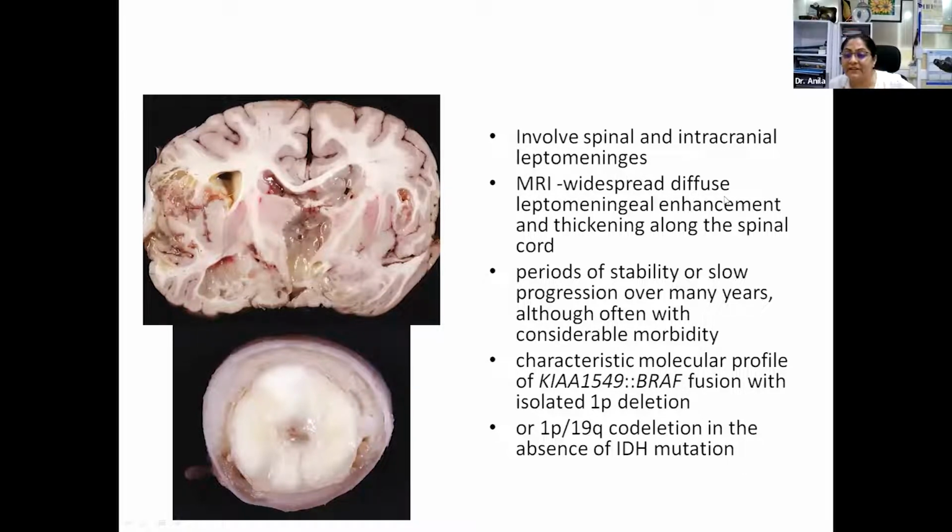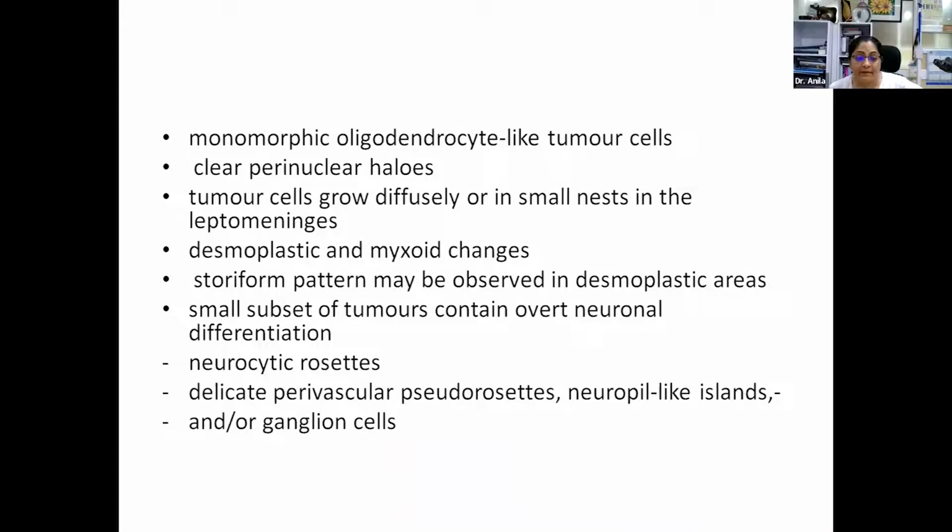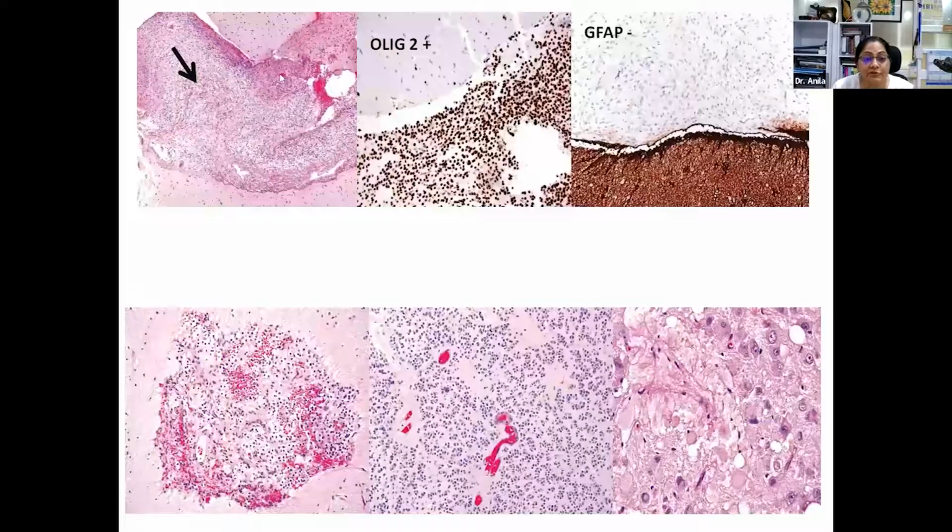On MRI, there is widespread diffuse leptomeningeal enhancement and thickening along the spinal cord. Characteristic molecular fusions are seen. Even 1p/19q co-deletion can be seen in this tumor, but there is absence of IDH1 mutation. This shows enlargement and expansion of the leptomeninges by the tumor. The tumor is positive for OLIG2, and this is the normal brain. The tumor is negative for GFAP as compared to the normal brain.